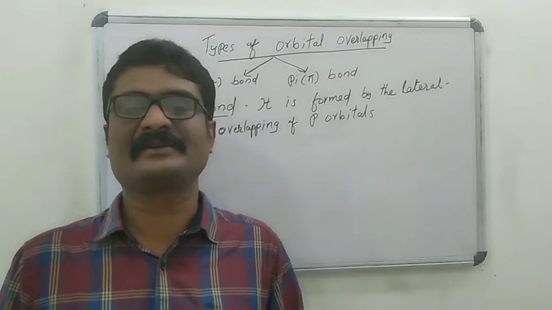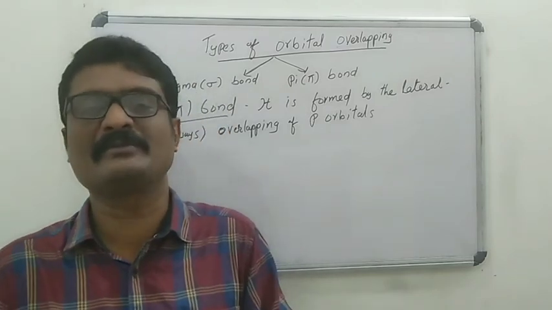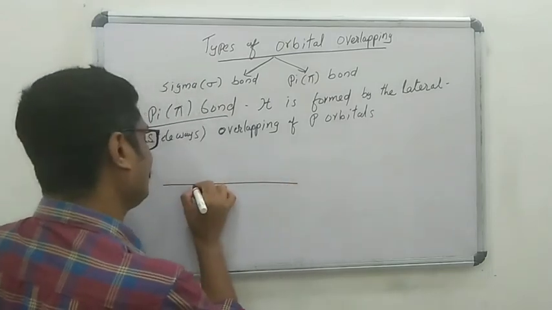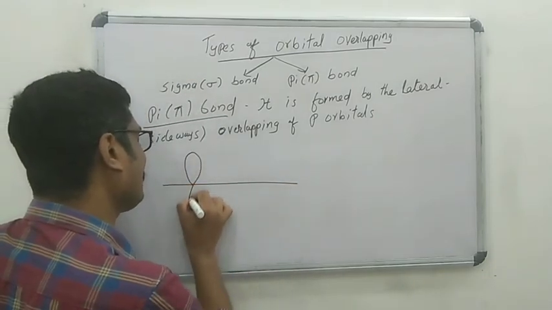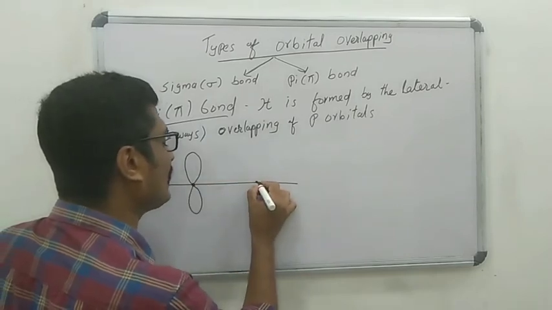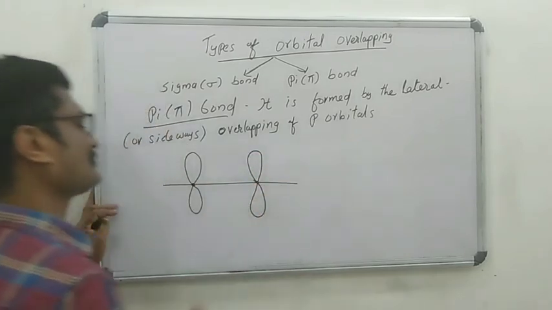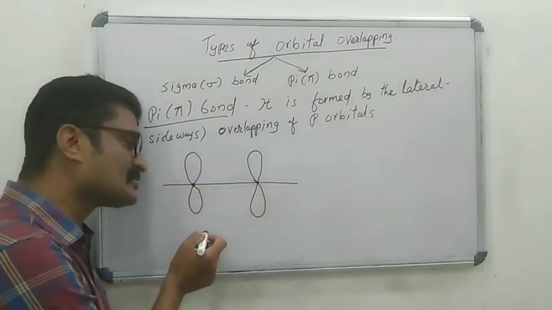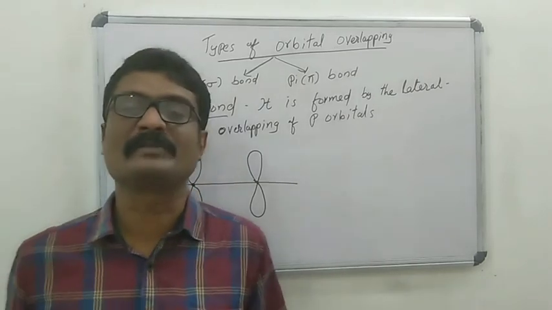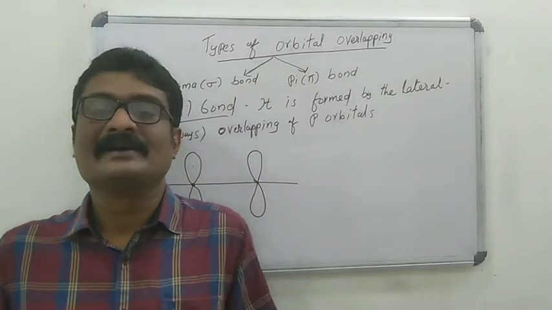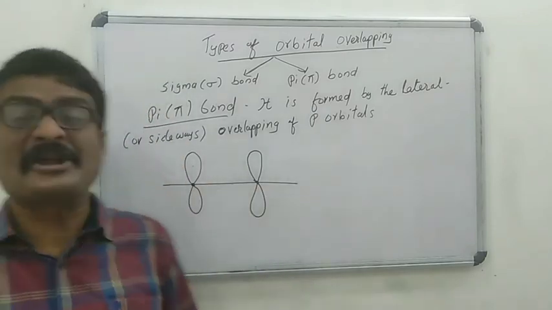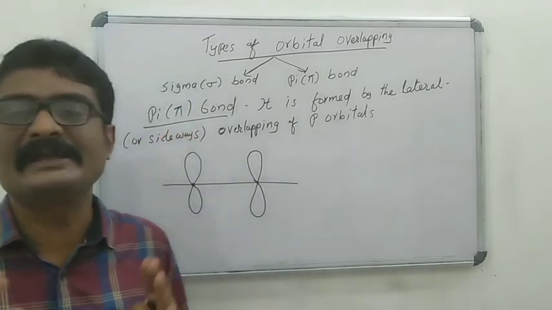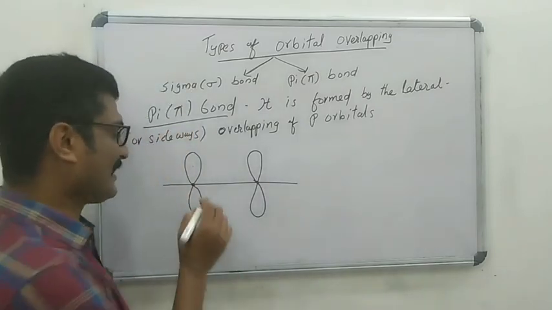Here the condition for the formation of pi bond is that the p orbitals must lie perpendicular to the internuclear axis. Here the two p orbitals lie in a direction perpendicular, or we can say right angles, to the internuclear axis.